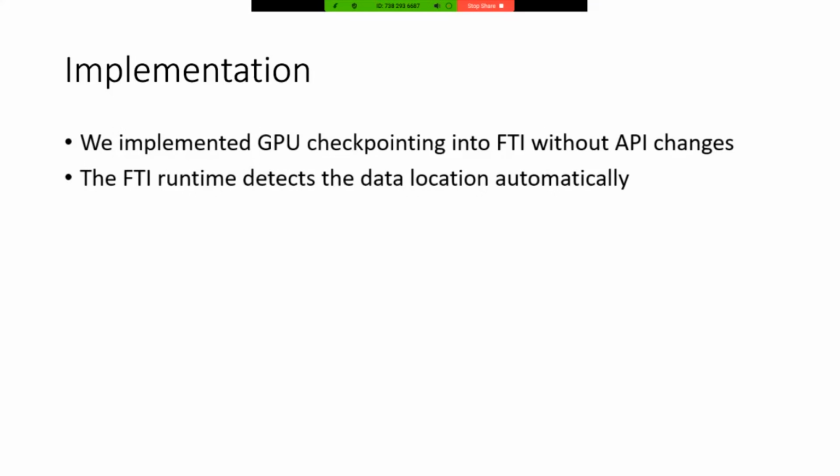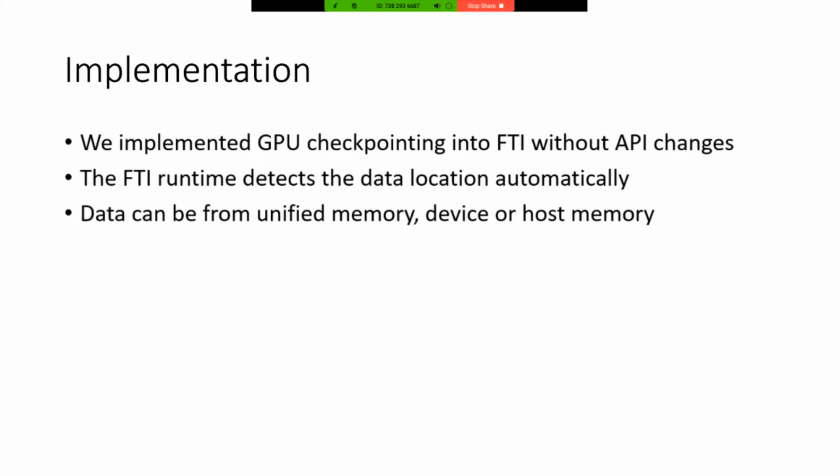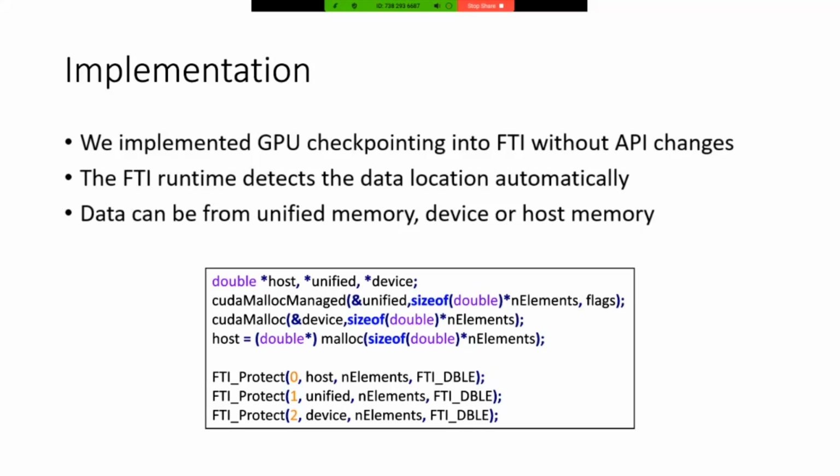The FTI runtime detects where the buffer is actually residing, and it can be unified memory, device, or host memory. As an example here, we have 3 buffers: host memory, unified, and device. We allocate the buffers on unified memory, on device memory, so GPU, or host memory, CPU memory. And we can see here that we just pass the buffers, the size of the buffers, and the data type, without adding any information of where this data is residing, whether it's on CPU, unified, or GPU memory. So the library itself notices that. The user does not have to specify this.